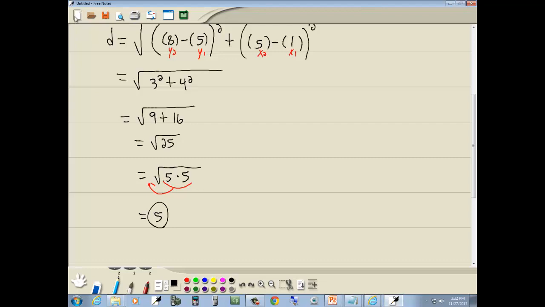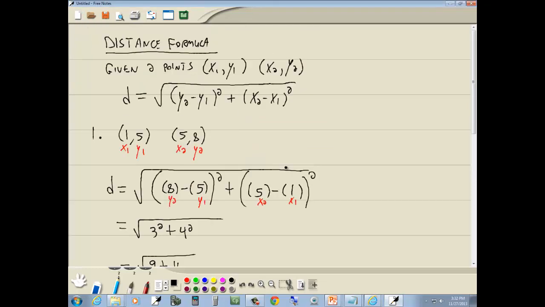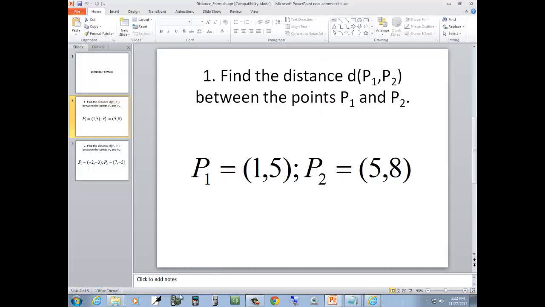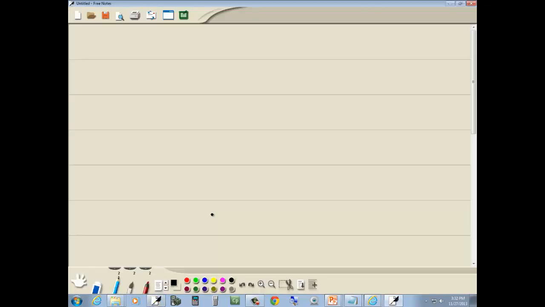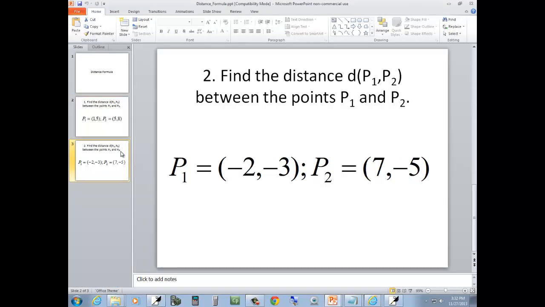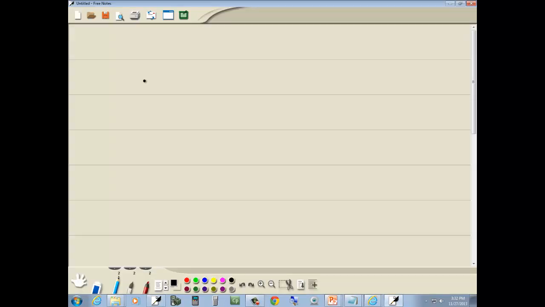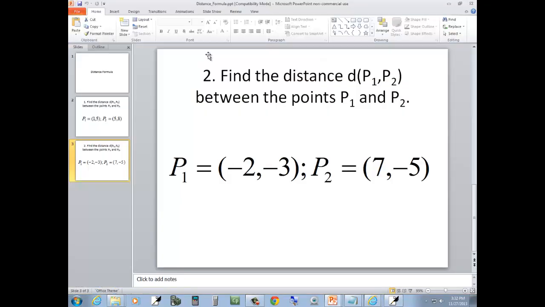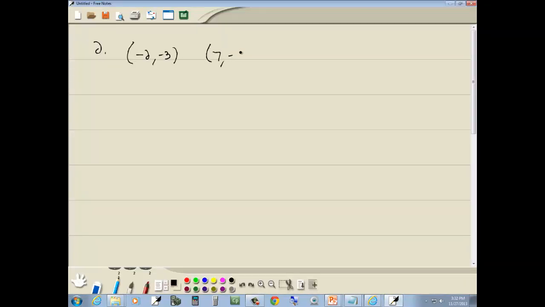Let me start a new page. And tablet blow up. Let me bring up another copy. There we go. Let's look at our second problem. This one has a lot more negatives. So we got -2, -3, and 7, -5.